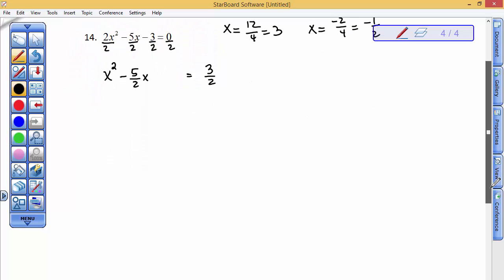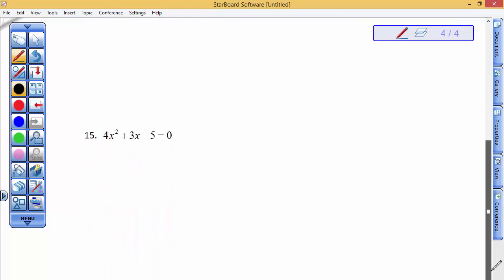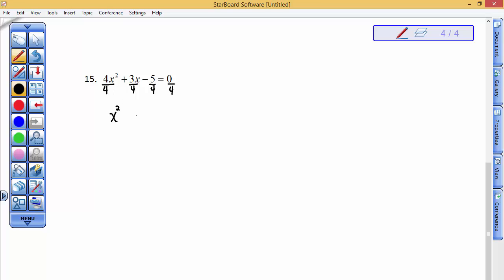I think the next one will be just as hard, so let's just go ahead and do it. But it doesn't simplify very nicely, so that's why I want to do that one. So same thing, divide by 4, divide by 4, divide by 4, divide by 4. So this becomes x squared plus 3/4 x. And see the minus 5/4? Put it over the right side to be a positive 5/4.